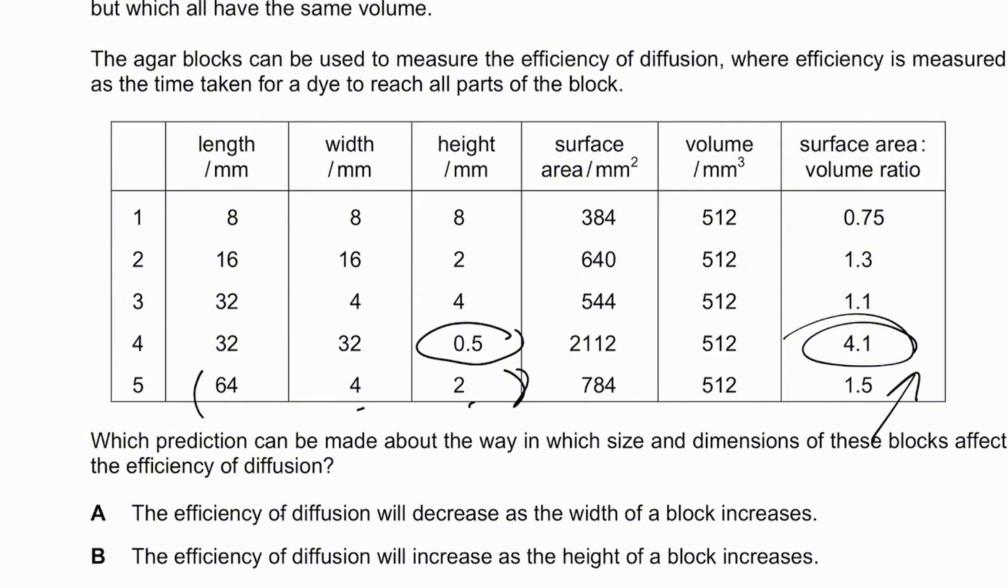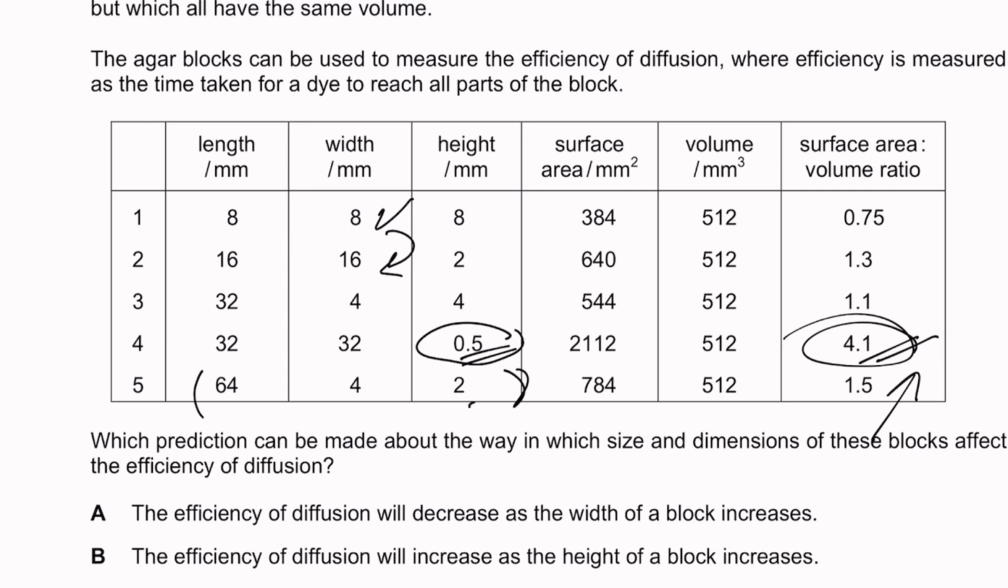So the efficiency of diffusion will decrease as the width of the block increases. You can see how, for example, with a higher width, it was still quite a high rate of diffusion, and based on this information, a prediction like this would not be accurate, because whenever you saw an increase, it was always an increase in the rate of diffusion. So we can see the other options. The efficiency of diffusion will increase as the height of the block increases. Now you can see that when we had the lowest height, we had the highest surface area to volume ratio. So based on these results, again, I don't think we can make this prediction.